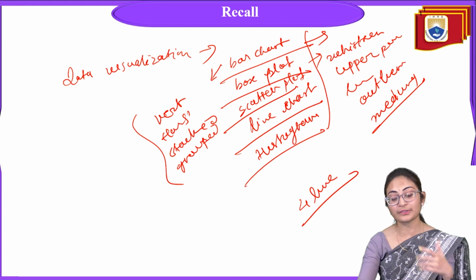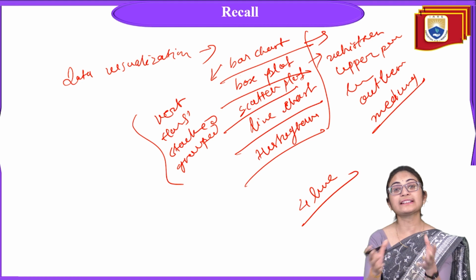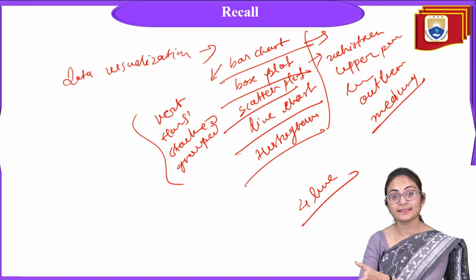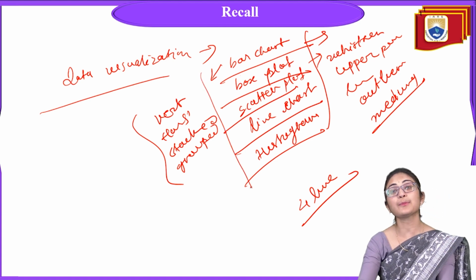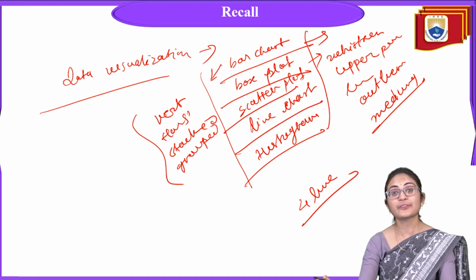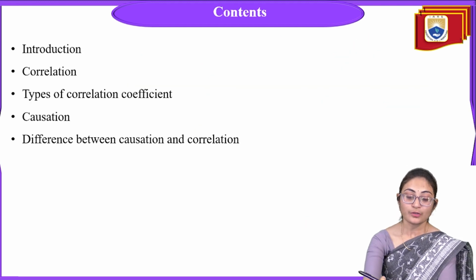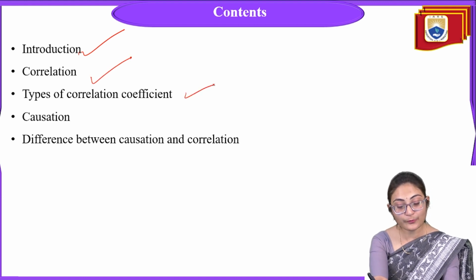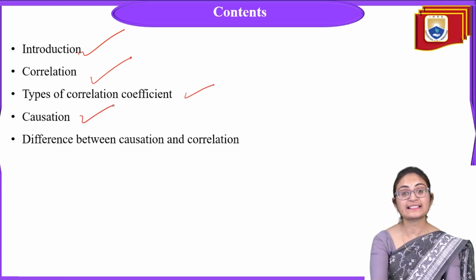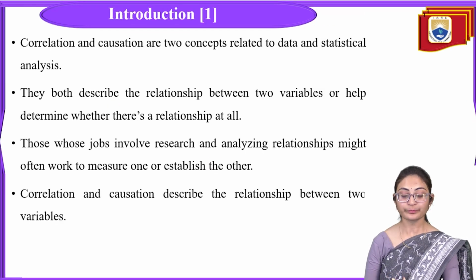A histogram is also like a bar chart, but the histogram will not contain any gaps between the bars. So this is all about data visualization. That means we can visualize the data by using different charts, different types of graphs. Now today we will start our topic, that is correlation versus causation. Our contents are introduction, correlation, types of correlation coefficient, then causation, and difference between causation and correlation. Now we will see one by one.